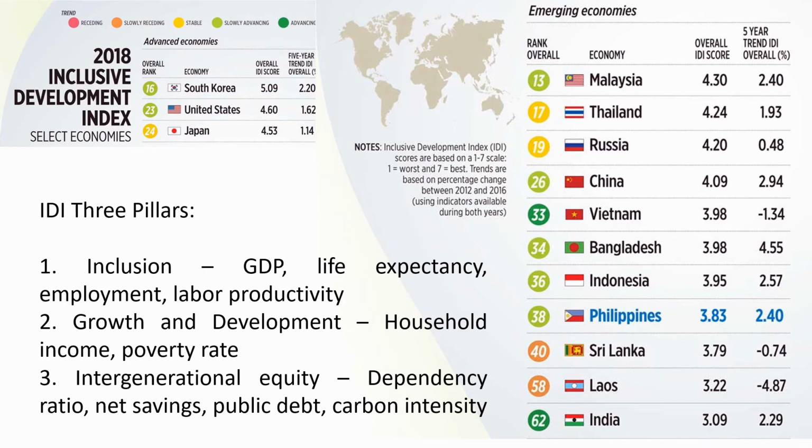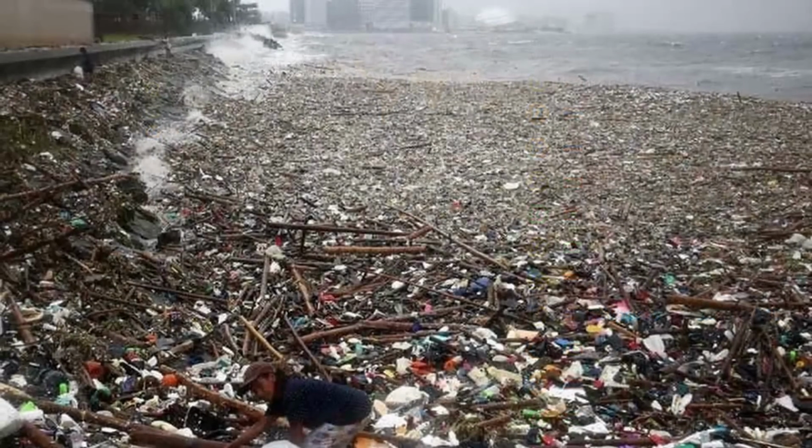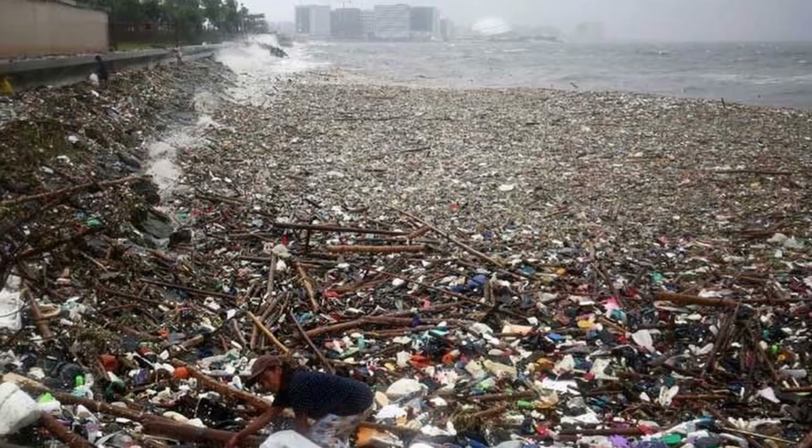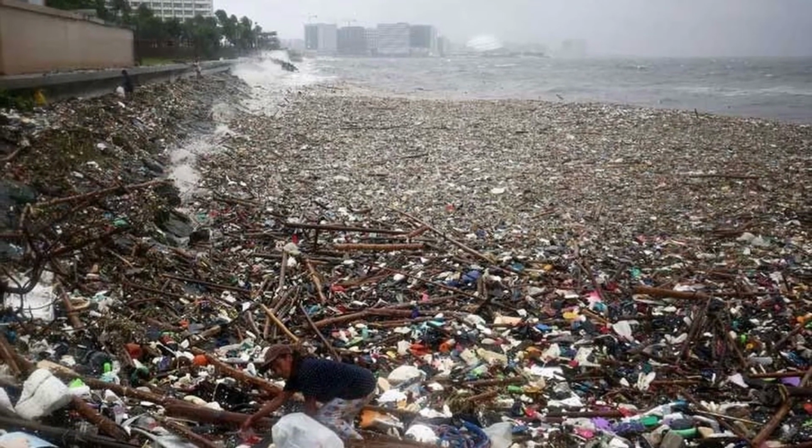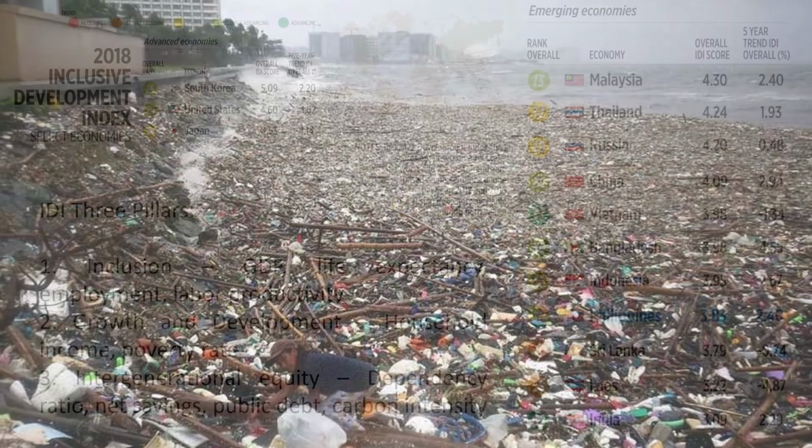The net savings is the rate of savings of the government and the household. Savings are a potential source of capital. Public debt is how much debt does the country have, especially foreign debt, because this debt is shouldered by the people. Carbon intensity is the carbon footprint left behind by the country's industry and commercial activities, how pollution affects the country. It's a measure of the pollution levels in a country.